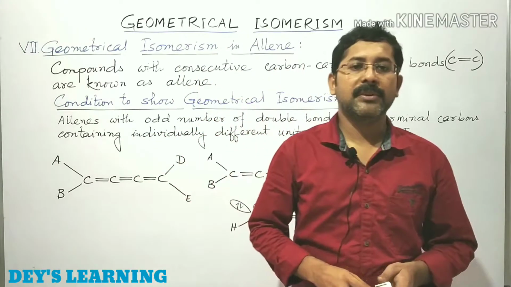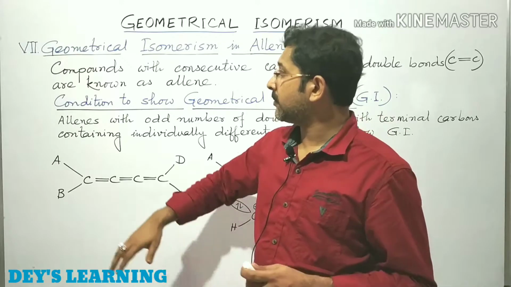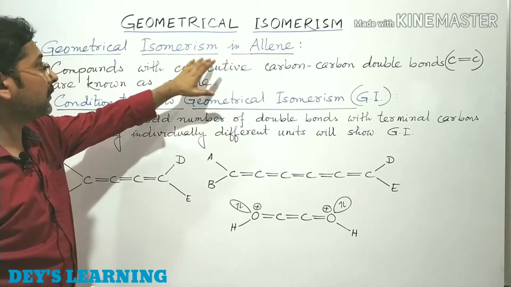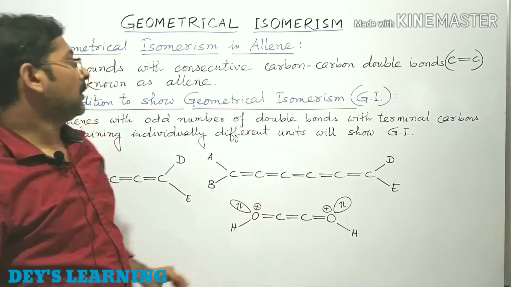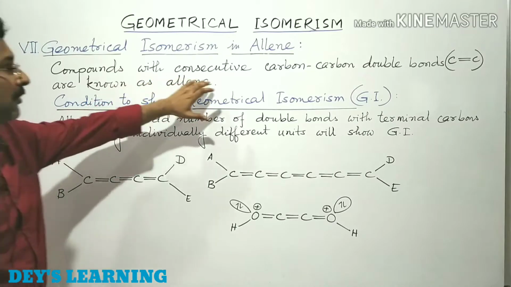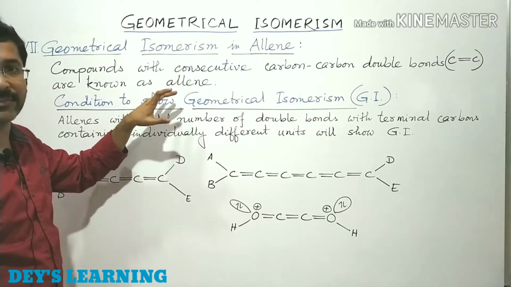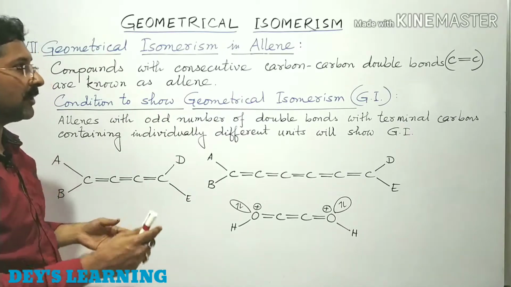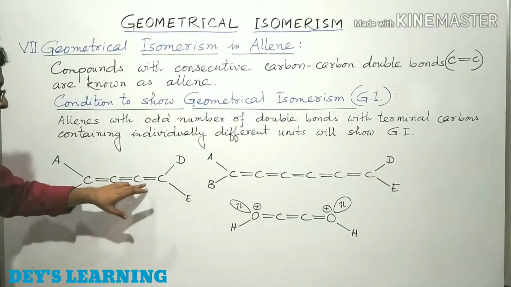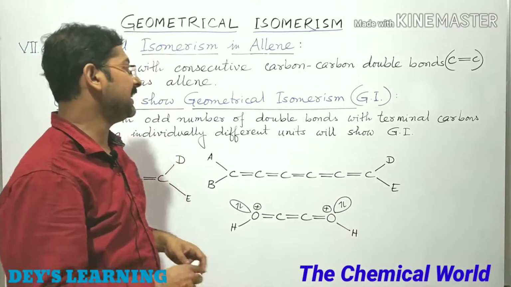Hello guys, geometrical isomerism is continued. This is type 7, geometrical isomerism in allenes. Now the first question is, what is allene? Compounds with consecutive carbon-carbon double bonds are known as allenes. Compounds with consecutive carbon-carbon double bonds like this are known as allene.